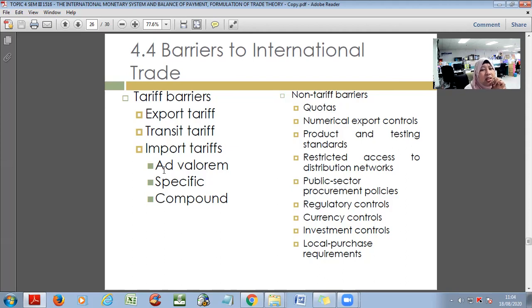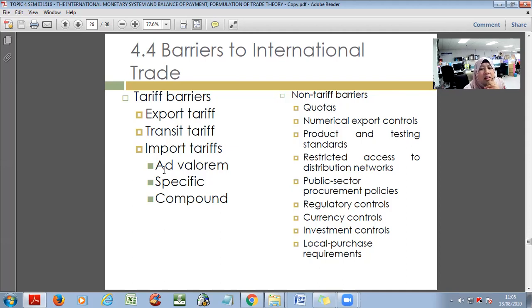And product and testing standards: in Malaysia we have SIRIM, the Malaysian Productivity Corporation, MPC, and also JAKIM, because we're talking about product testing standards, right? Halal JAKIM. In Indonesia we have Majlis Ulama Indonesia, MUI, to endorse whether a certain product is halal toyyiban and meets the halal requirements.